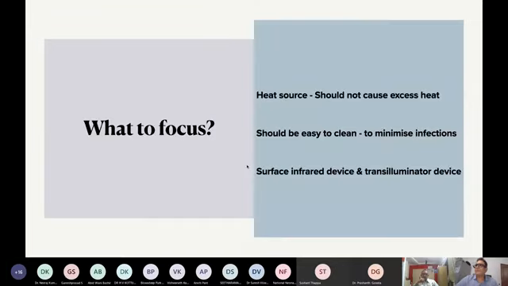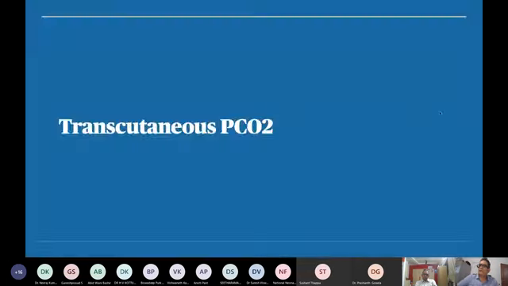So what to focus on now? We have to make sure that we have an infrared device and a transilluminator device so that it serves both purposes. You get a good view of the vein, and also you can look at the pneumothorax and perforation and all those things. But at the same time, we have to ensure that it's a proper medical device if you can afford it. If you cannot afford it, you can go for the bike lights or cheaper LED lights. But you have to make sure that the heat source does not cause excess heat to the baby, and you should be able to easily clean it to minimize infections.